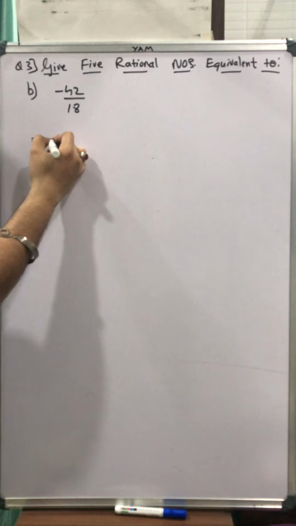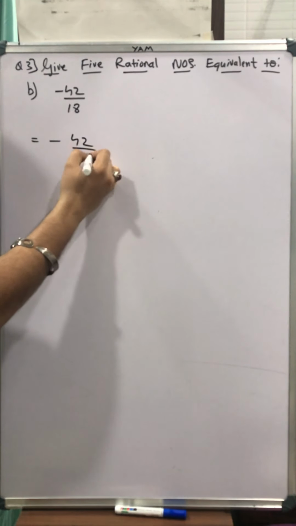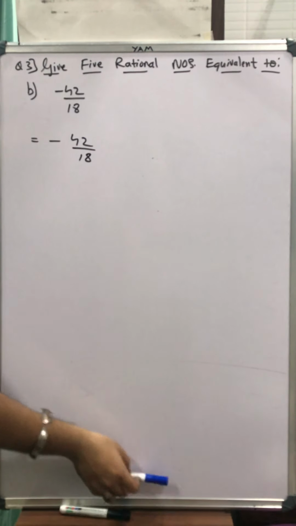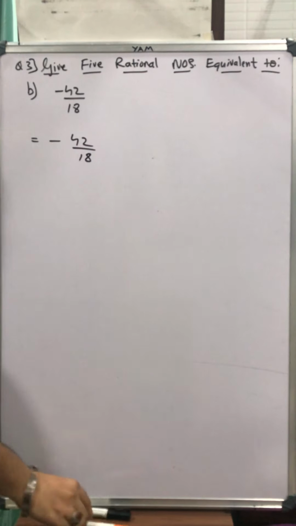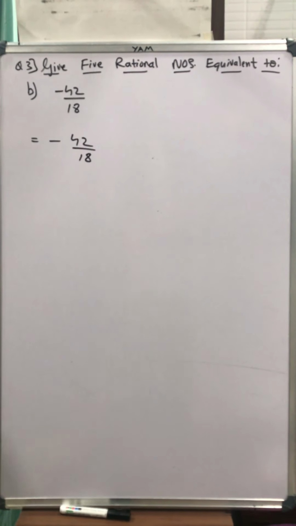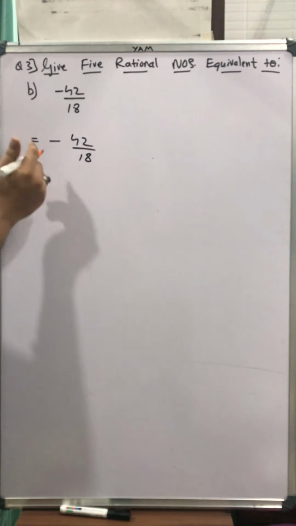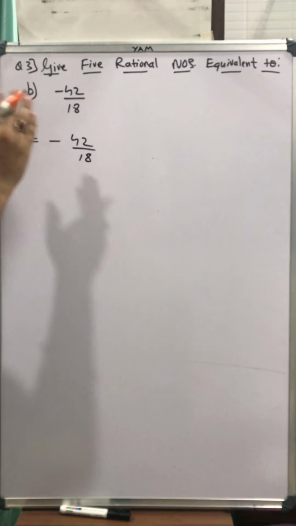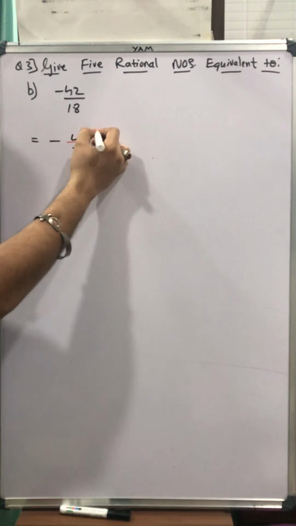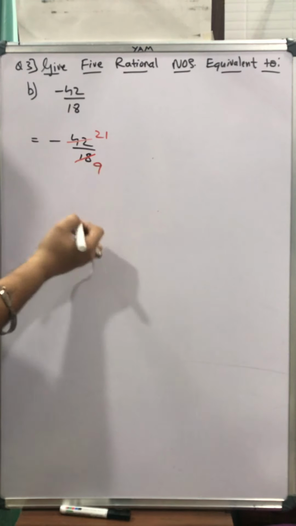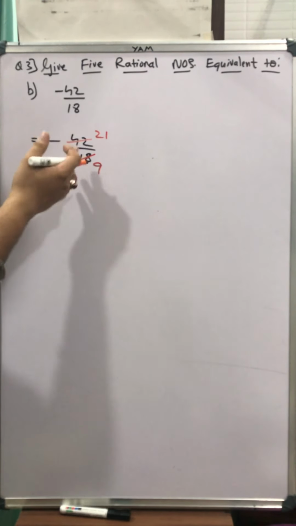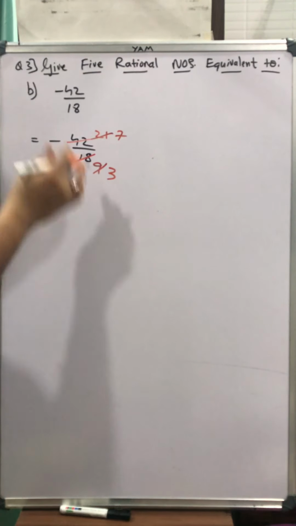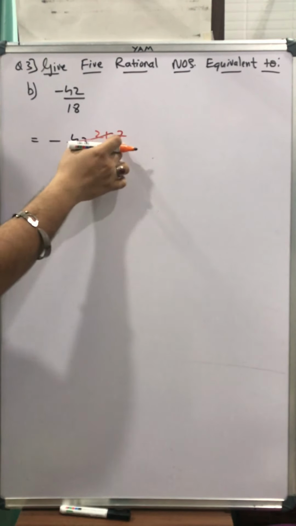How to do it? See here, first I'll copy once again, minus 42 upon 18. This is my question. I have to write 5 rational numbers equivalent to this. For the first case, let's leave this minus outside as it is. The first step, students, pay attention, is to reduce it to the lowest form. Can I say it goes with 2? Yes. 2 2s are 4, 2 1s are 2, 2 9s are 18. Once more I can divide it by 3. 3 7s are 21, 3 3s are 9. So the lowest form I get is 7 here and 3 here.